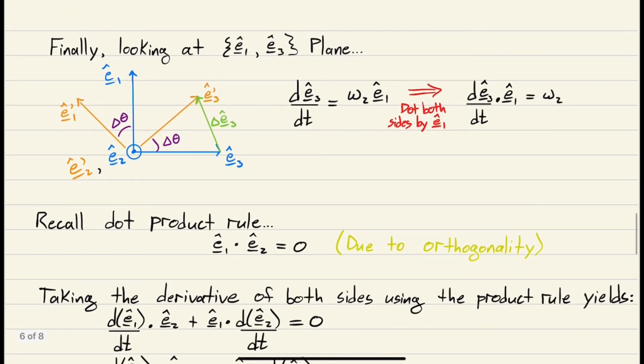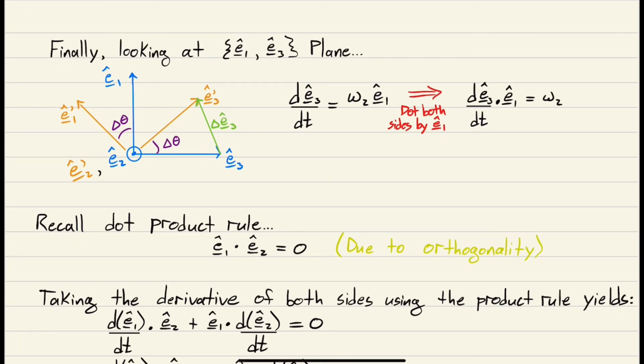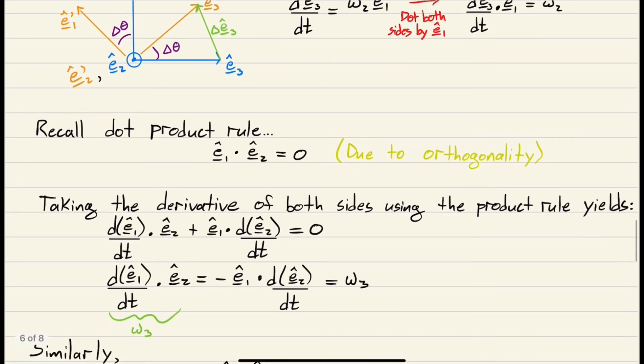Now recall the dot product rule. E1, E2, E3 is an orthonormal unit basis. So E1 dotted with E2, those are perpendicular to each other, so it's equal to 0. Taking the derivative of both sides using the product rule, derivative of the first times the second plus the first times the derivative of the second equals 0. Derivative of 0 is 0. What is this term? Oh my god, we did it!